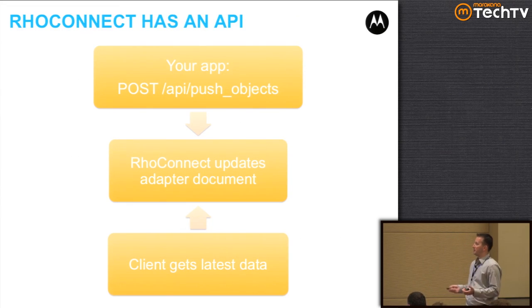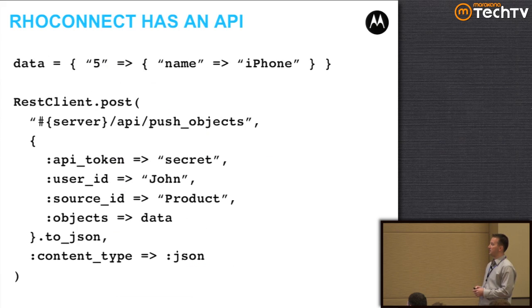So RhoConnect also has an HTTP API. The way this works is your application can make an HTTP call to this push objects method. RhoConnect will then update the associated Redis data for an adapter, and the client will get that latest data when it synchronizes. So you don't technically have to write an adapter to put data into RhoConnect. You can just do it over an HTTP API, and it will basically have the same effect.